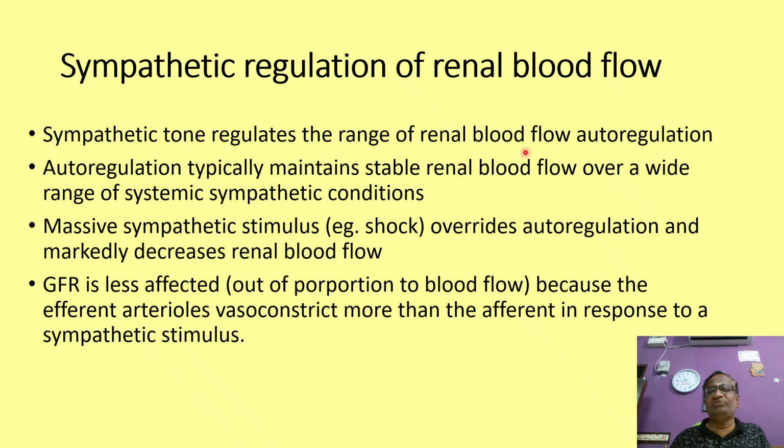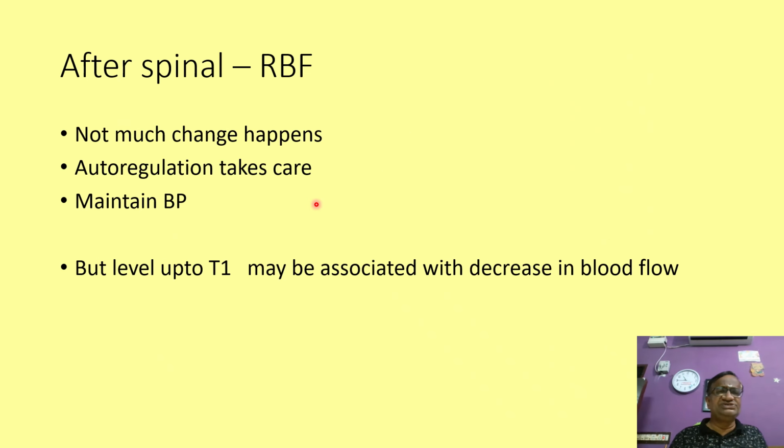Sympathetic tone regulates the range of blood flow autoregulation, so as to maintain stable renal blood flow over a range of systemic pressures. So we have to be careful about sympathetics, because the worst thing is if you give spinal with the GA. At least epidural with the GA is okay. If you give spinal with the GA, the renal blood flow is decreased because the sympathetics are grossly blunted, so it cannot compensate, it cannot auto-regulate for a propofol-induced hypotension. Not much change, auto-regulation maintained, but T1 may be associated with this.